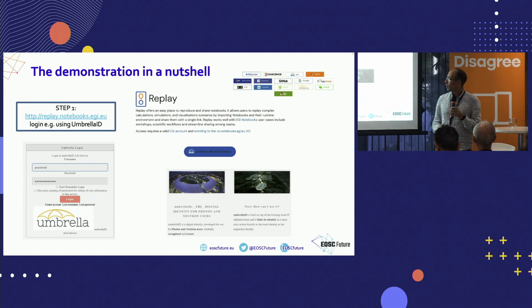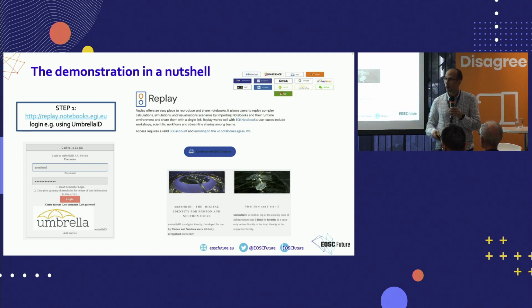So to give you a quick glimpse of how this will look in practice, this is the demonstration that I just saw in the consortium meeting yesterday. One user will log into the EGI Replay service. This is available to all European researchers. In my particular case, I will log in using Umbrella, which is a federated authentication for photon and neutron users, but there are many other possibilities.